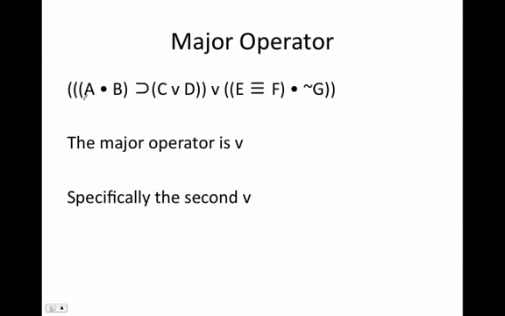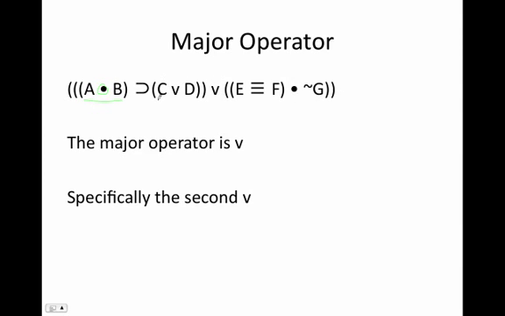So here's a very small formula, A and B. What's the major operator? What's the operator in that? It's that right there. Well, since that's a very small formula, and that's the operator of that very small formula, that can't be the major operator of this big formula.